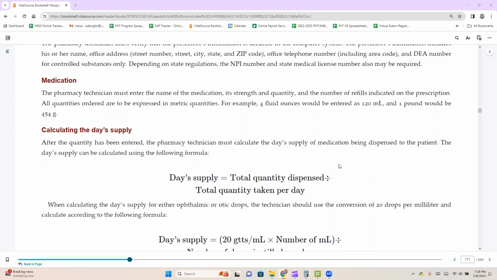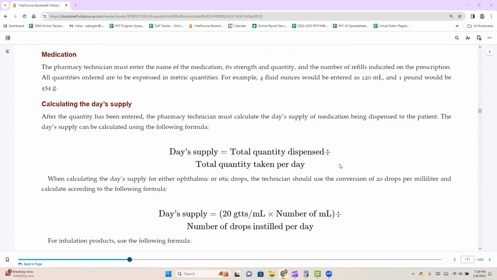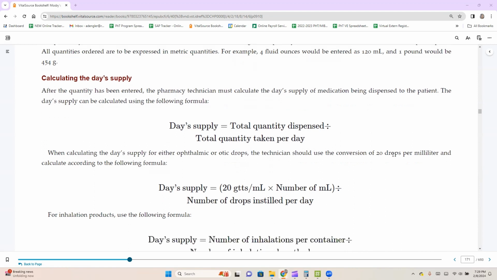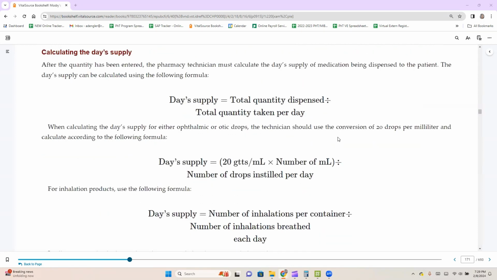After the quantity has been entered, the pharmacy technician must calculate the day supply of medication being dispensed to the patient. The day supply can be calculated using the following formula: the total quantity dispensed divided by the total quantity taken per day. When calculating the day supply for either ophthalmic or otic drops, the technician should use the conversion of 20 drops per milliliter and calculate according to the following formula.